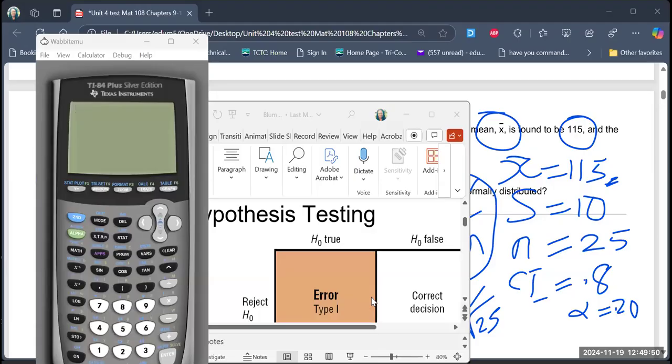All right, so I hope you can now see this calculator, right? Hello, you can see it? Yes, we can see it.